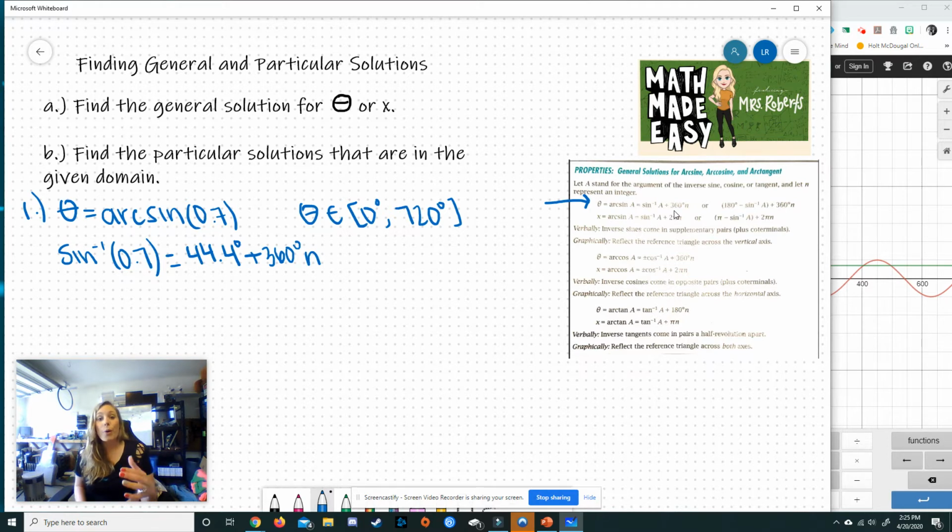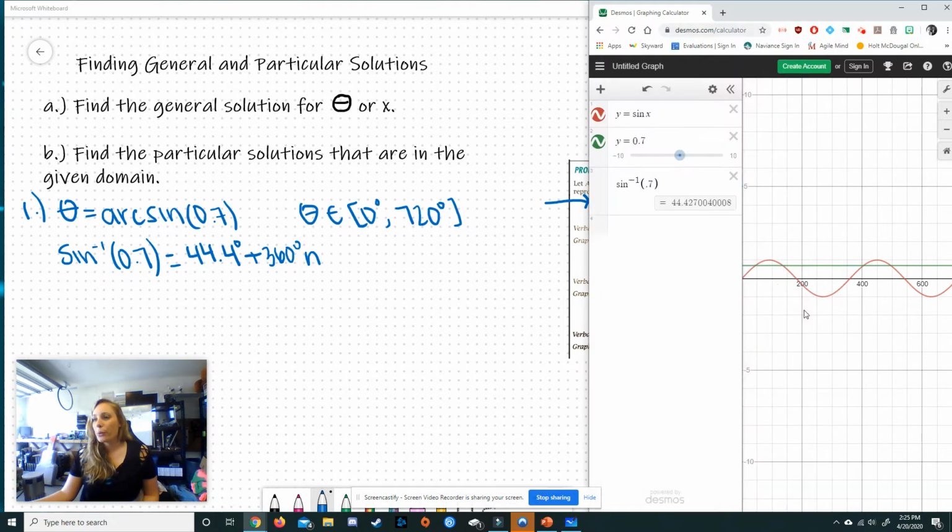That is half of the general solution. The other half of the general solution comes from this piece right here: 180 minus 44.4 degrees plus 360n. And that is because of the reflective properties of the unit circle.